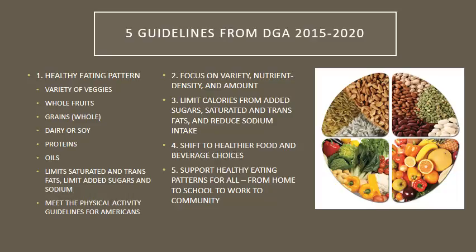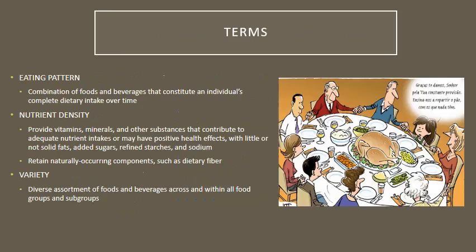Second guideline is to focus on variety, nutrient density, and amount. Third is to limit your calories from added sugar, saturated and trans fats, and to reduce sodium intake. Fourth is to shift overall to healthier food and beverage choices. And fifth, support healthy eating patterns for all, at the home, at the school, at the work, and at the community. So again, really looking at the sort of social level of food and nutrition. And then I'll just close quickly with some of the terms from the DGA summary.